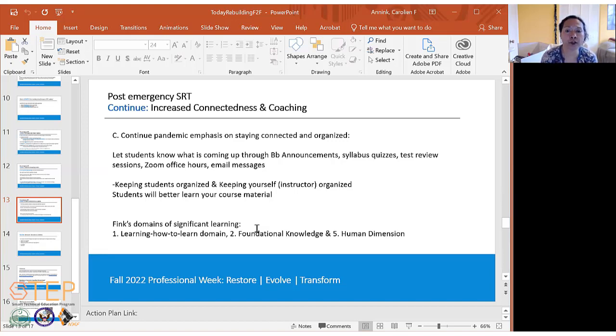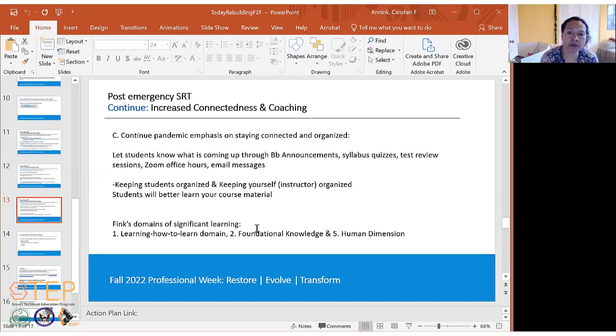So, you know, the Blackboard announcements where you might reiterate, hey, tomorrow this assignment is due, quizzes about the syllabus. The syllabus is an important document, and you might want to encourage them to keep looking at that syllabus. You might do syllabus quizzes just for fun, or maybe low stakes. Maybe you give them a point or so for it, so that they stay on target.